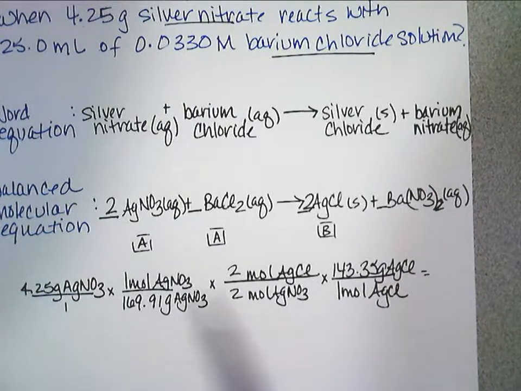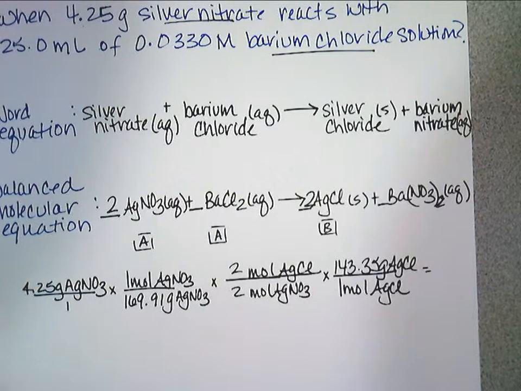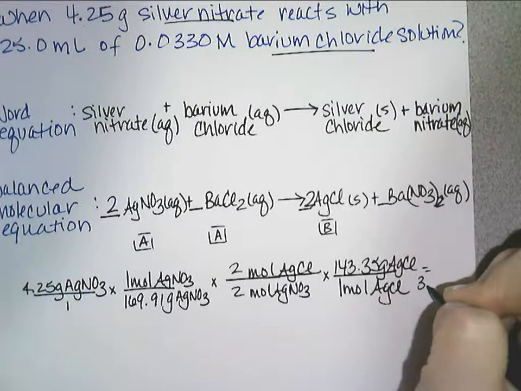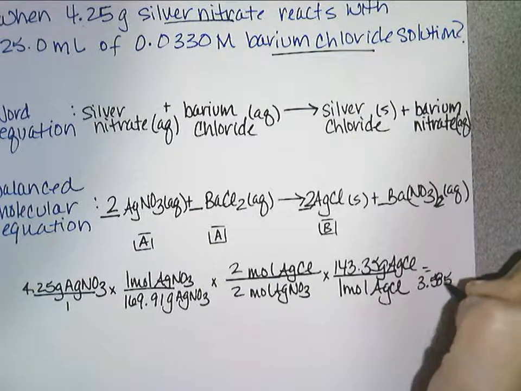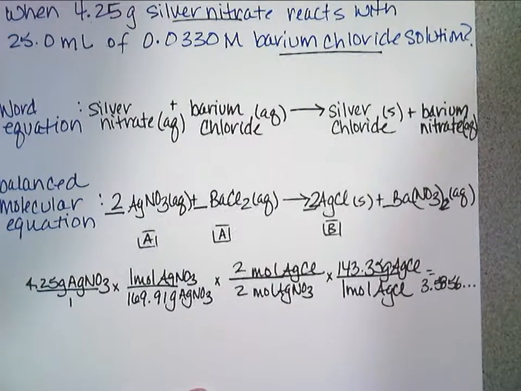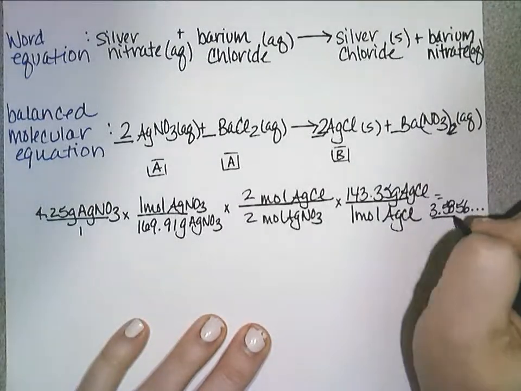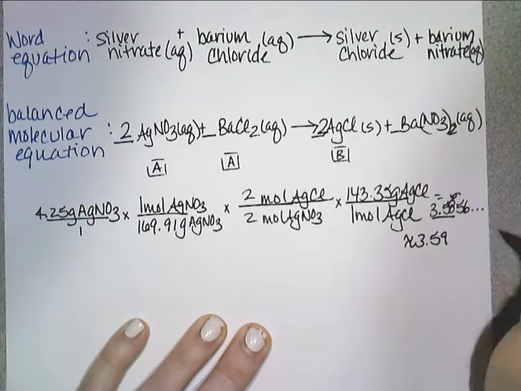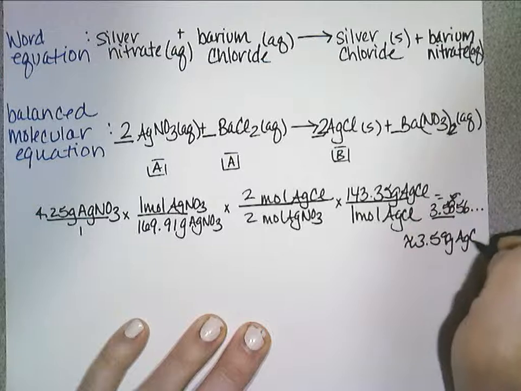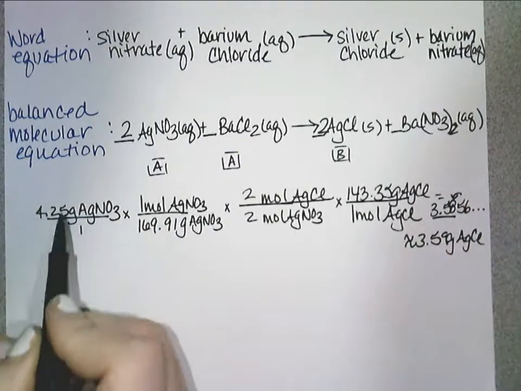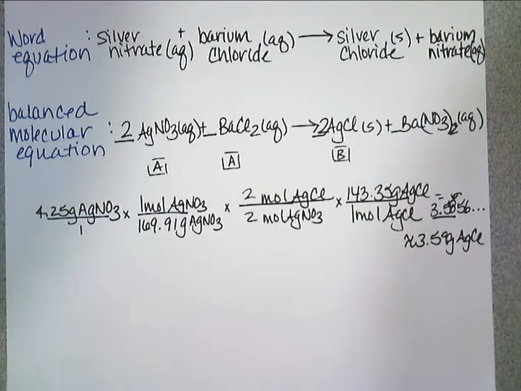So when we plug this into our calculator, we end up with a calculator number 3.5856... And we want to round it to 3 sig figs. So 3 sig figs, look to the right, so it's about 3.59 grams of AgCl are produced when we start with 4.25 grams of AgNO3.